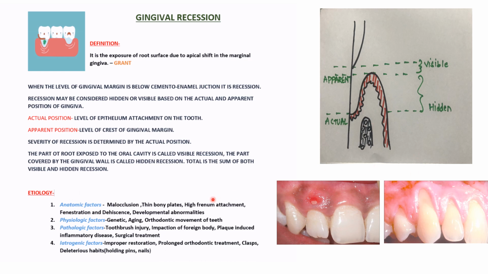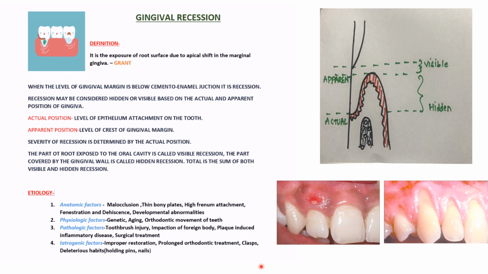Now moving on towards the etiology. Etiology is nothing but how gingival recession is caused. There are multiple factors why gingival recession is caused. So there are anatomic factors, physiologic factors, pathologic factors, and iatrogenic factors. So what is an anatomic factor? Anatomic factors are nothing but your tooth position, depending upon how your tooth is. So it can be malocclusion. Malocclusion is when your teeth are not in proper position. They are not in proper occlusion like they should be.